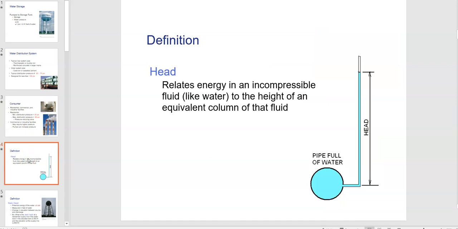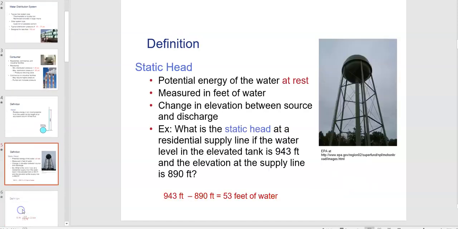So as we look at what head means inside of a pipe, it's potential energy. It's water that's not moving. There's water inside of it, there's pressure in there, but it's not moving. And you find that value by subtracting the distance from the source down to where the output of the water would be. So this example question is, what's the static head at a residential supply line if the water level in the elevated tank is 943 feet and the elevation at the supply line is 890 feet?